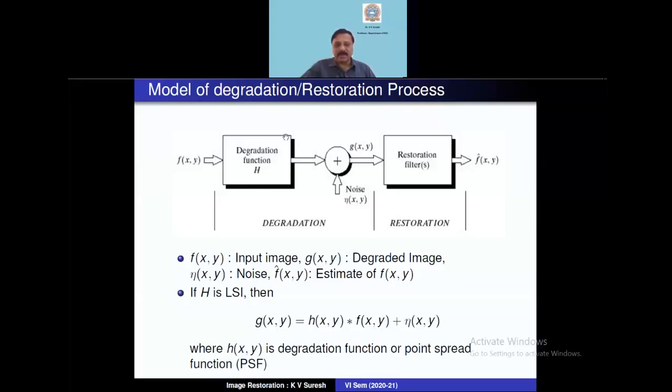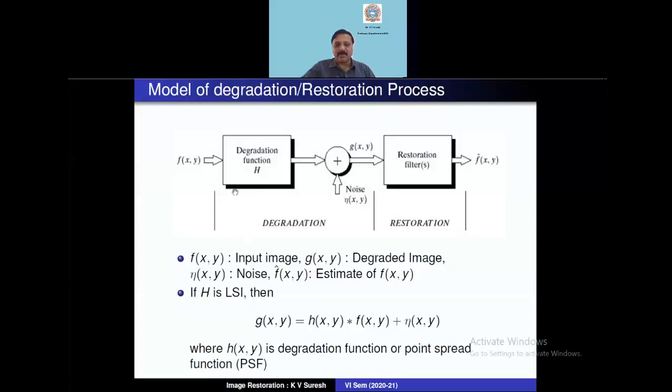There is some blur that is happening. The blur is represented as a black box here. We call it the degradation function h. And there is some noise getting added, eta of x comma y. So your g of x comma y is a function of this blur function and the noise. So g is the degraded image. This is the model for degradation.